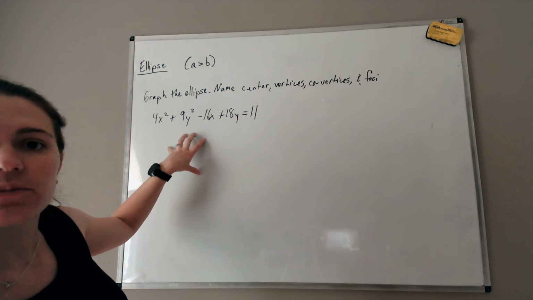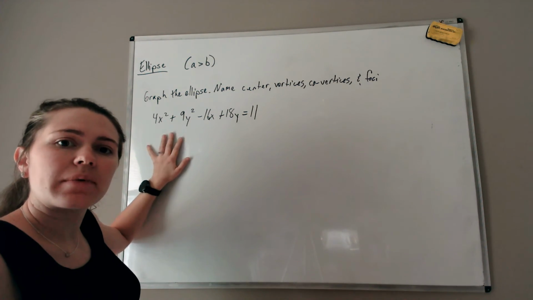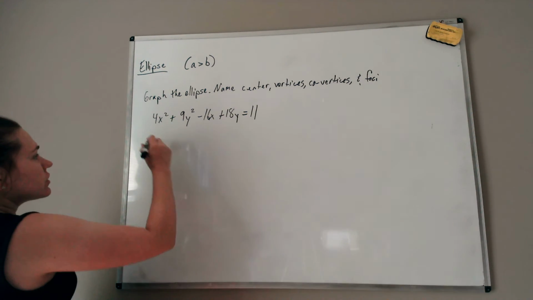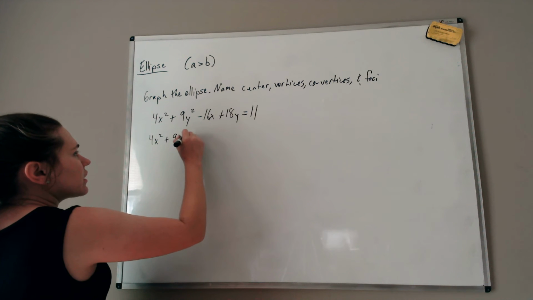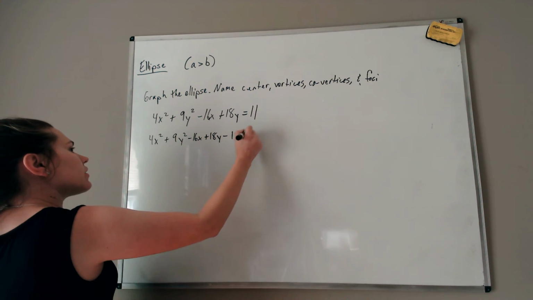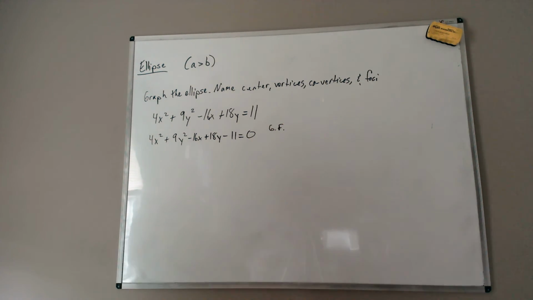It's in general form. So the first thing we're going to want to do is get it from general form to standard form. So let's just check to make sure, yes, it is an ellipse. So 4x squared plus 9y squared minus 16x plus 18y minus 11 equals 0. This is general form, right? We need to convert this to standard form. So we check.